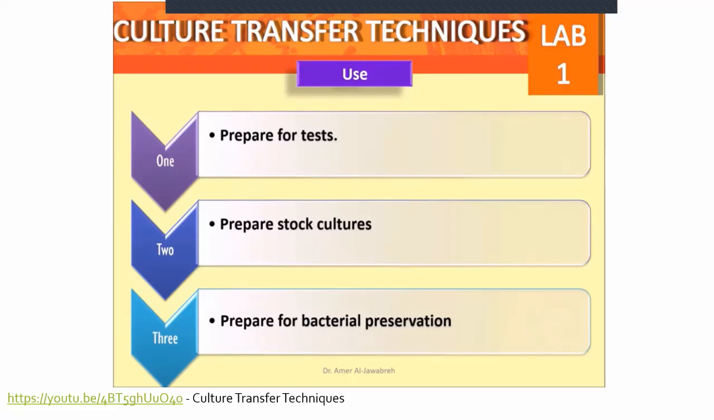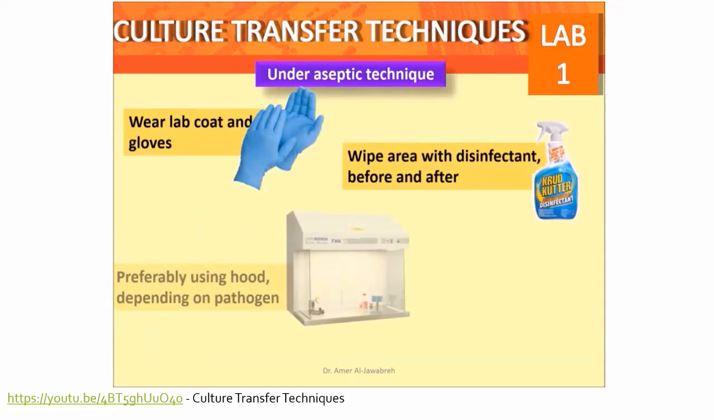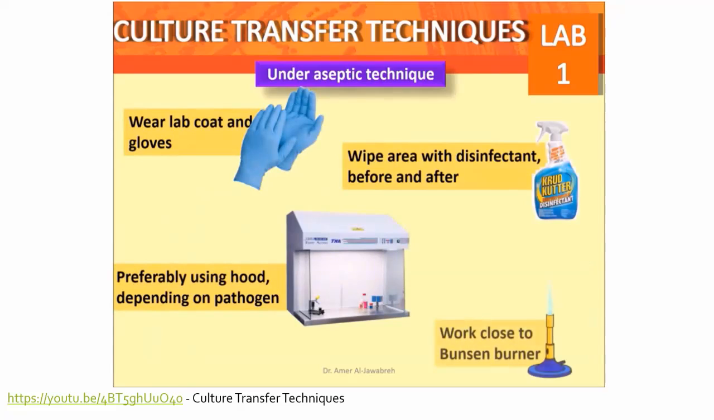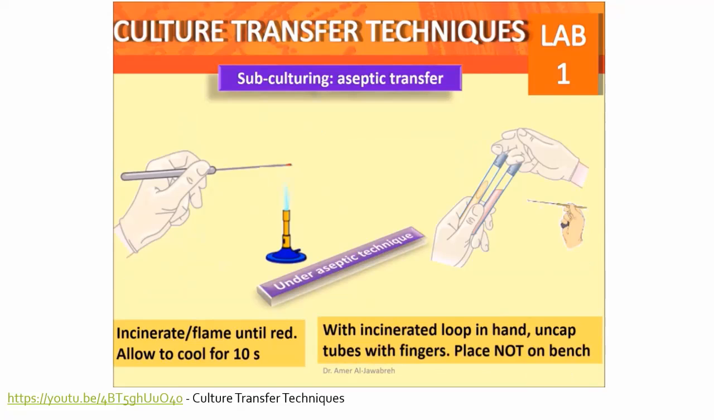To prepare the test for the subculture for bacterial preservation. This is well known. Under aseptic conditions, what we need to do: wear the gloves, wipe the area which is disinfected. You may prepare the area within laminar airflow or between two burners. Subculturing, aseptic transfer, label properly, which are just some basic techniques. We are currently not going to follow or perform it. It is a transfer from one to another.